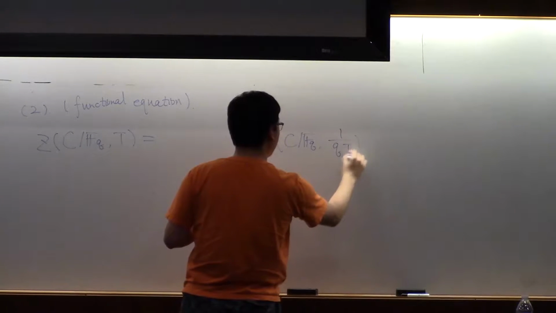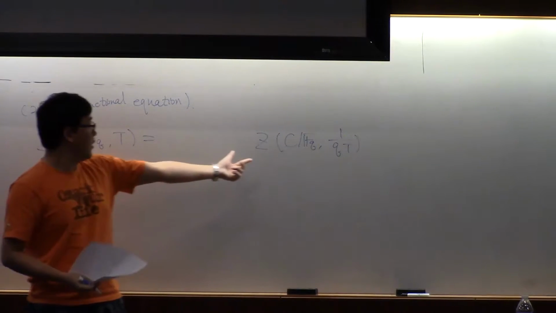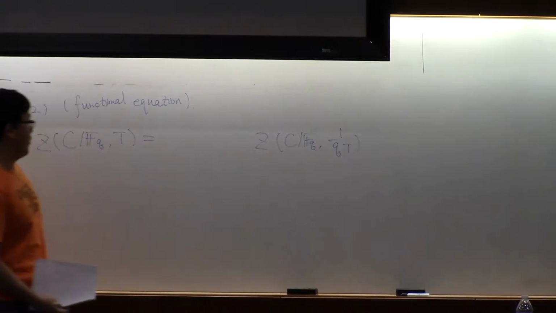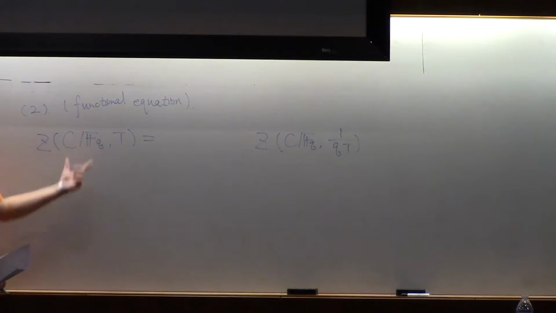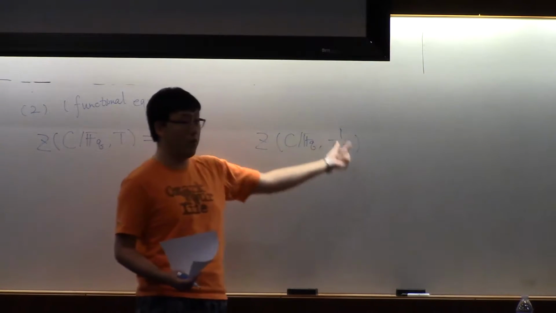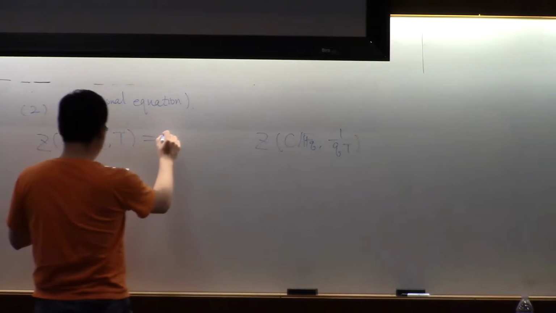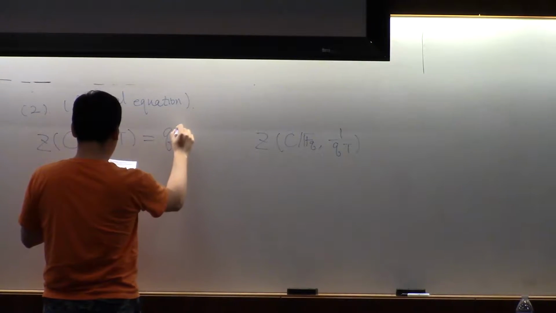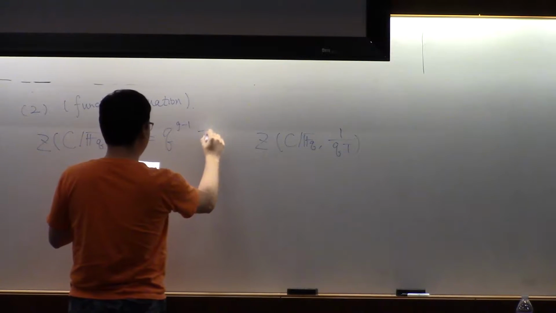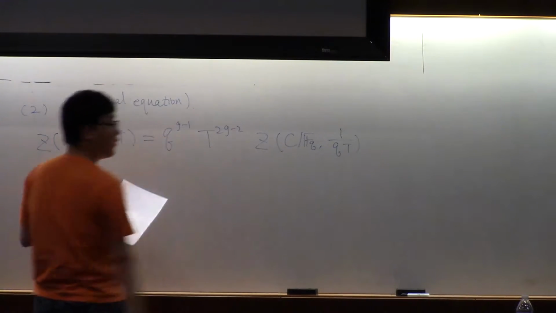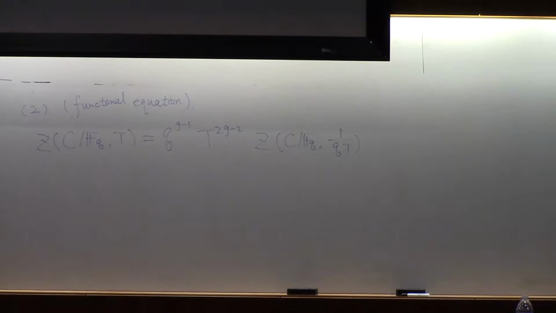original zeta function. And the rational function you obtain from the zeta function by replacing the variable by 1 over qt. But they are not the same. They are the same if you multiply some factor. This is the functional equation.